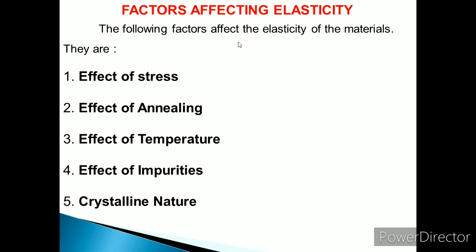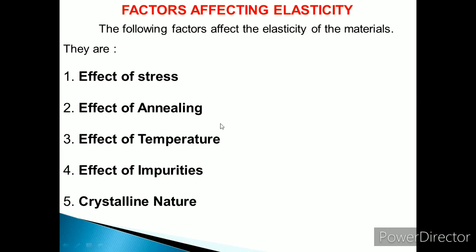Third one, effect of temperature. The elastic property of the material changes with temperature. The elasticity increases with the decrease in temperature. That is an inverse process: to increase the elasticity, the temperature of the material has to be decreased. That is the third one, effect of temperature.